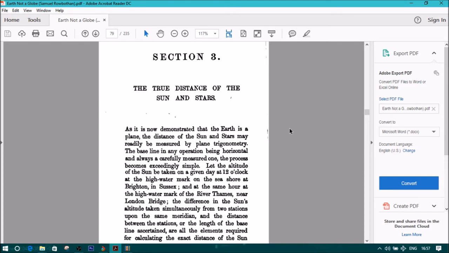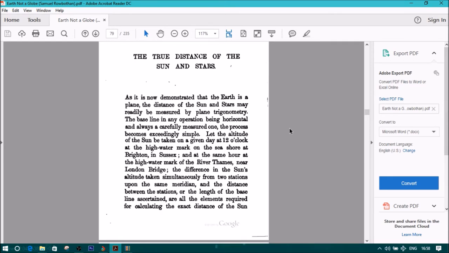Let the altitude of the Sun be taken on a given day at 12 o'clock, at the high water mark on the seashore at Brighton in Sussex, and at the same hour at the high water mark of the River Thames near London Bridge. The difference in the Sun's altitude taken simultaneously from two stations upon the same meridian, and the distance between the stations, or the length of the base line ascertained, are all the elements required for calculating the exact distance of the Sun from London or Brighton.